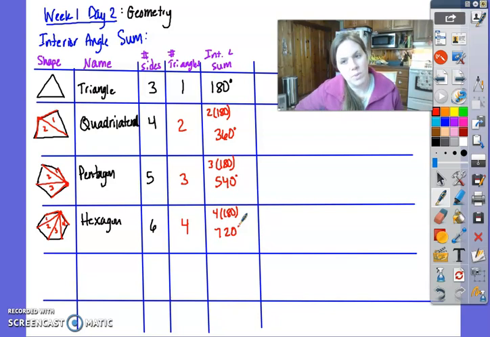So I want to start looking for some patterns here. 3 sides, 1 triangle, 4 sides, 2 triangles, 5 sides, 3 triangles, 6 sides, 4 triangles. What did it go down by every single time? 4, take away 2, 5, take away 2, 6, take away 2.